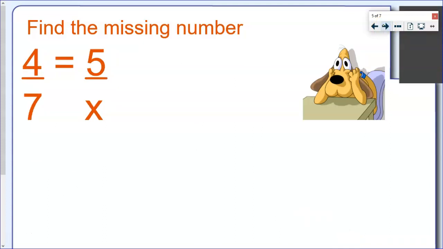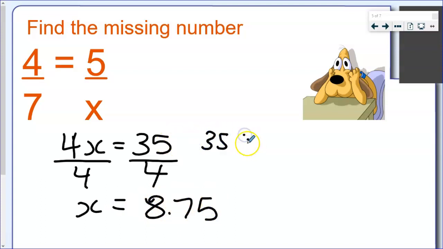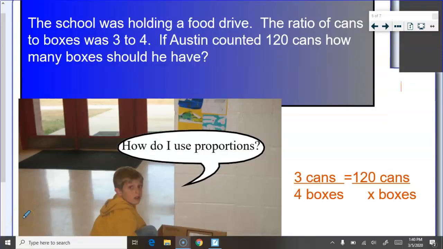Okay, one more. Again, 4x equals 35. Solve for x. This one isn't going to be as neat and tidy, so 8.75. So all you're doing is punching 35 divided by 4 into your calculator. Okay? Pretty simple. Okay, so here's a real world problem.